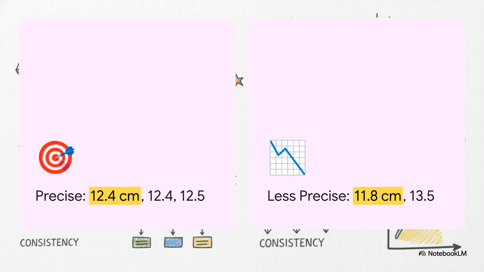Let's see this in action. Say you measure an object 3 times. Your results are 12.4 centimeters, 12.4 centimeters, and 12.5 centimeters. Look at how nicely clustered those numbers are. They show very little variation, which means they are highly precise. Now look at the second set, 11.8, 13.5, and 12.4. These numbers are just bouncing all over the place. That immediately tells a scientist these measurements are much less precise.